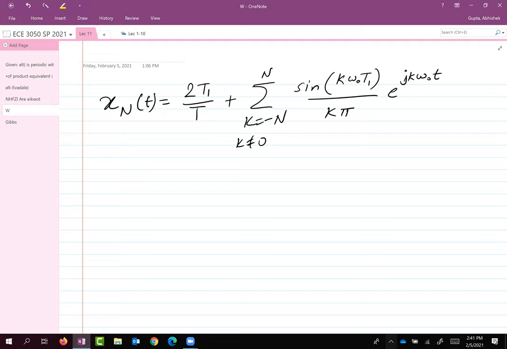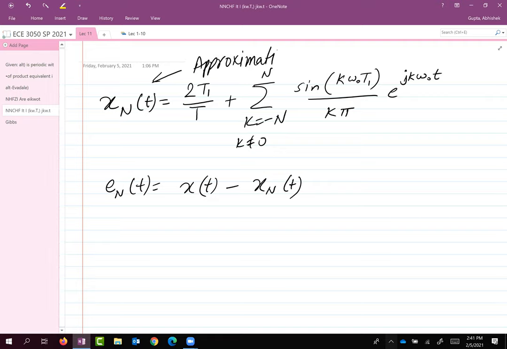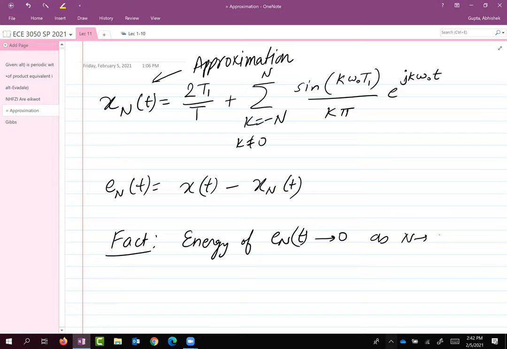I'm not considering the higher terms that are greater than capital N. So I will have an error, e_N(t), which is the original signal minus the approximated signal. This is the approximate signal. So one of the facts is that the energy of e_N(t) goes to zero as N goes to infinity.